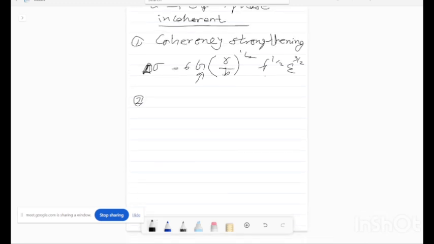Second is the stacking fault energy. Madam, here r by b raised to... Yeah, sorry, raised to 1 by 2. Okay, madam. And b is Burgers vector. Yeah, b is Burgers vector. Okay, ma'am.